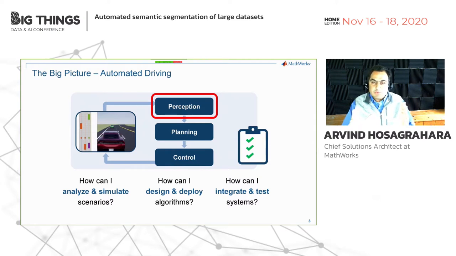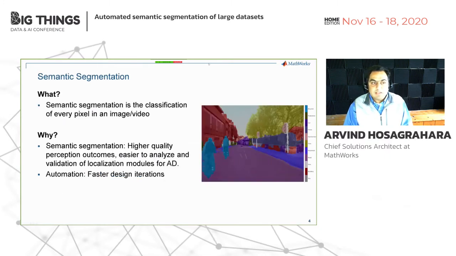In today's talk, we're going to focus down only on the perception stack and focus even further down just to the camera feeds or the video or image processing side of it. And within that, focus down to just one particular kind of image processing called semantic segmentation. Semantic segmentation is the classification of every pixel in an image or video, giving an ability to simplify your processing, to be able to figure out different classes of objects that the camera sees. And the reason you do that is because it makes it easier to validate localization modules, and you can produce a higher quality perception stack for the car to know exactly where it is.